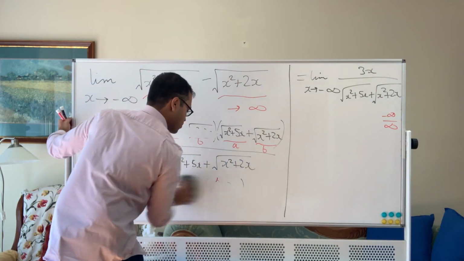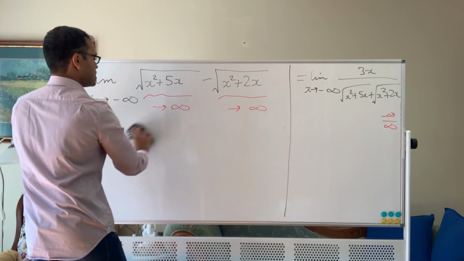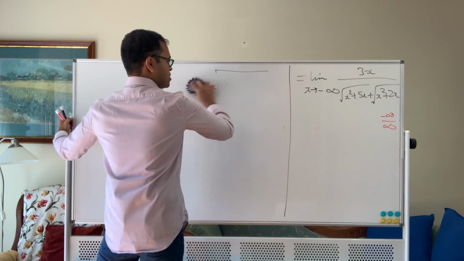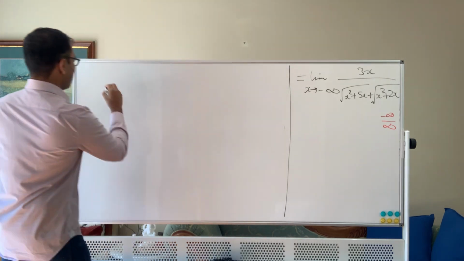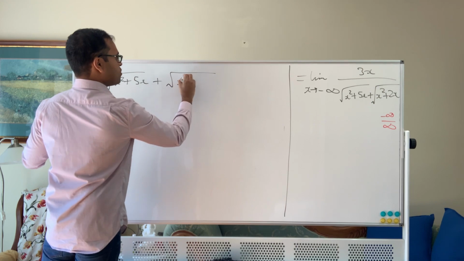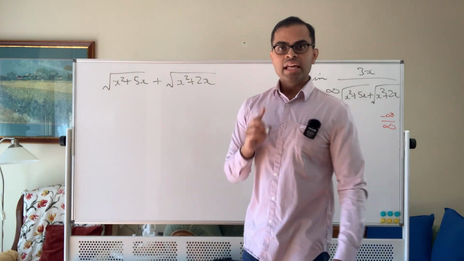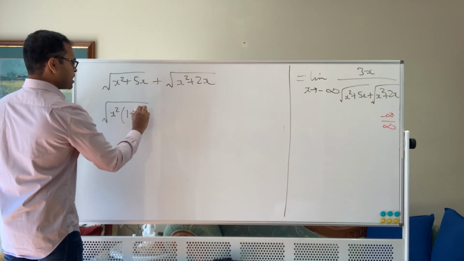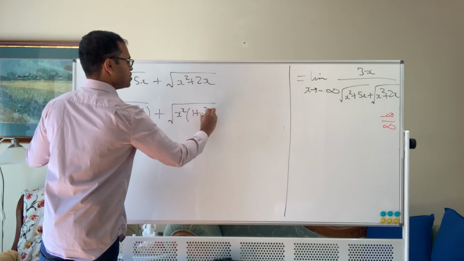So we are going to take the square root expression and factor out an x squared from each of the square roots, and then once you take a square root, you get rid of the square. So I'm just going to write this out. We're going to have square root of x squared plus 5x plus square root of x squared plus 2x. We want to try to cancel off an x from top and bottom, so let's factor an x squared inside the square root. We get square root of x squared times 1 plus 5 over x, plus square root of x squared times 1 plus 2 over x.